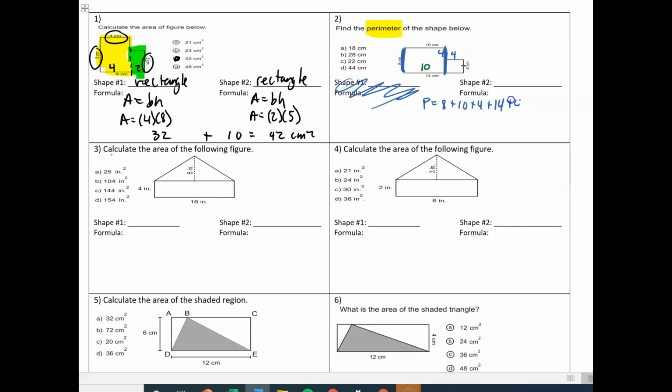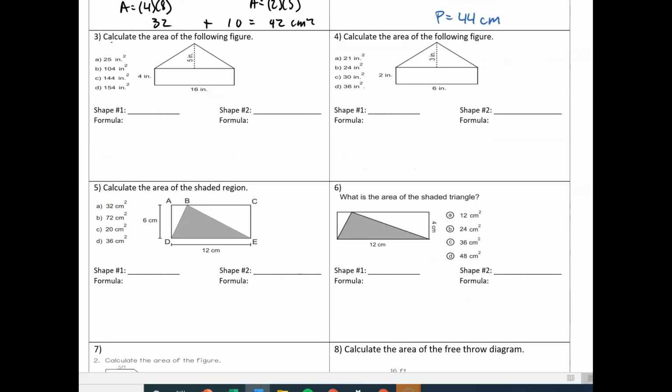So I add those 4 here. And then my perimeter, when I just add it up, ends up being exactly 44 centimeters. So remember, perimeter is the distance around a shape. Area is the space inside of a shape. Right? Number 3 I'm going to do, and then number 4 I'm going to ask you to do on Edpuzzle, so pay very close attention.